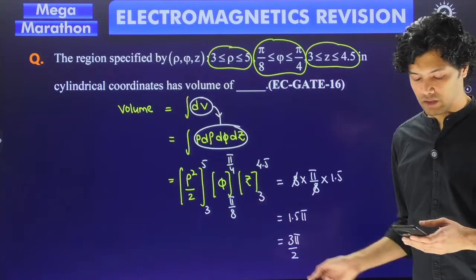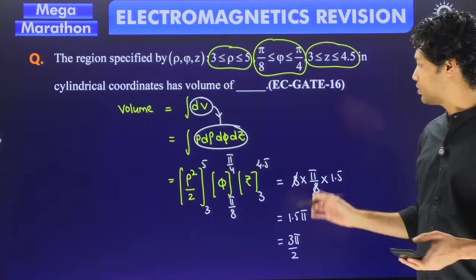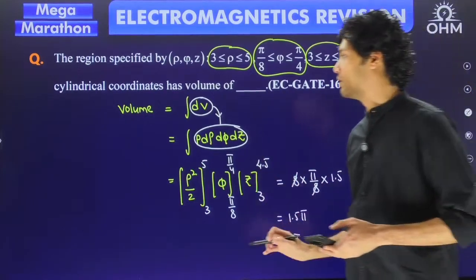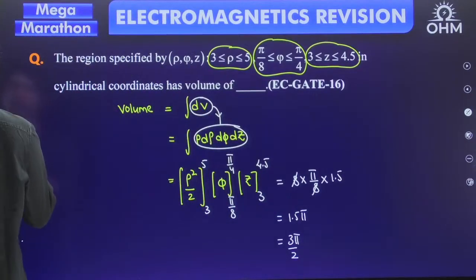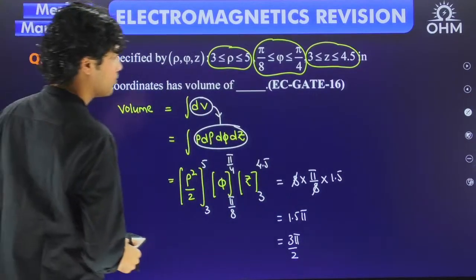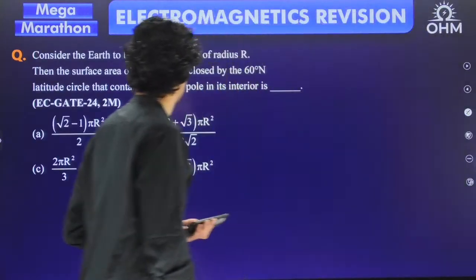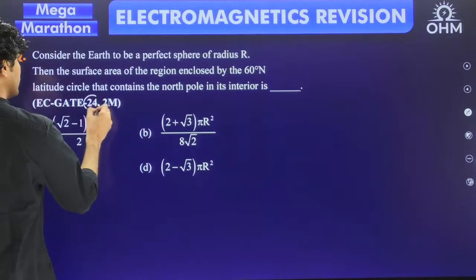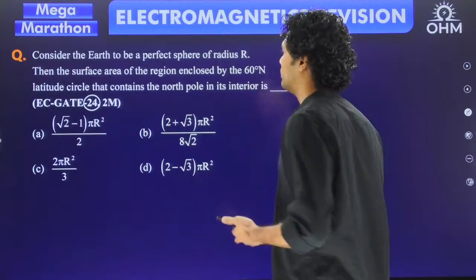The limits may be given to you in the exam. If you don't remember the limits, that can be managed, but you have to remember the expression of dV. A similar kind of question we got this year, 2024, also. This is an EC 2024 2-mark question. Look at this question now and try to answer it.